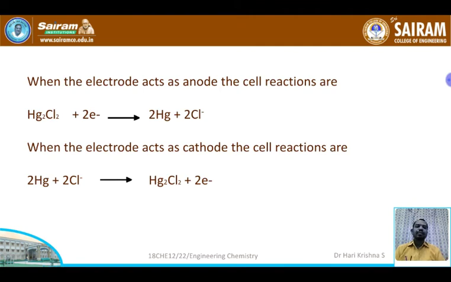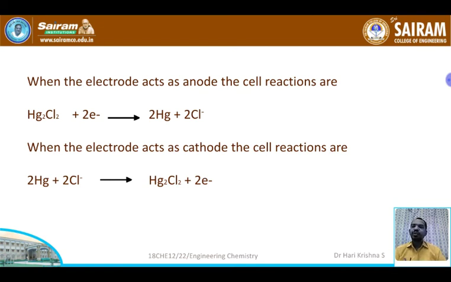Let us assume that the Calomel electrode will act as anode. Then what is the electrode reaction? When the Calomel electrode acts as anode, the mercurous chloride will undergo oxidation to give 2 electrons and 2 Hg, 2 Cl minus. When the electrode acts as cathode, the reactions are reversed. So the below reaction is the anodic reaction and the above reaction is the cathodic reaction.